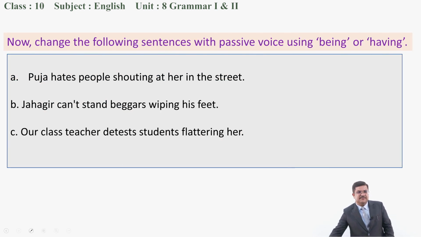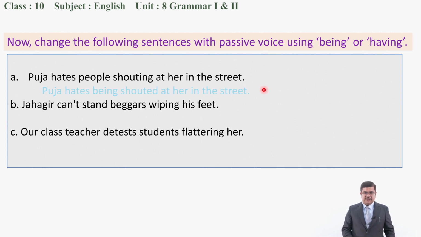Now, change the following sentences into passive voice using being or having. Pooja hates people shouting at her in the street. Using having and being, Pooja hates being. Why is there being? Pooja is a person. When there is a person, we use being. Pooja hates being shouted at. Shouting changes into past participle, and the remaining other words are not changed in passive.